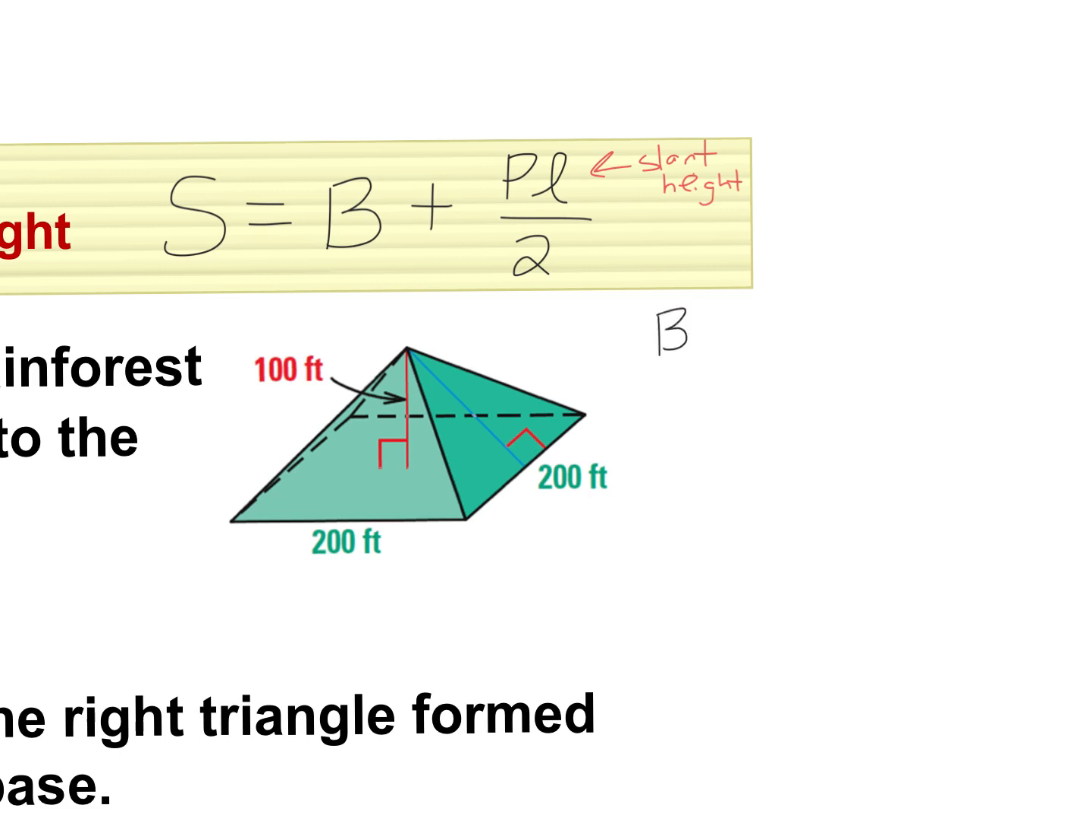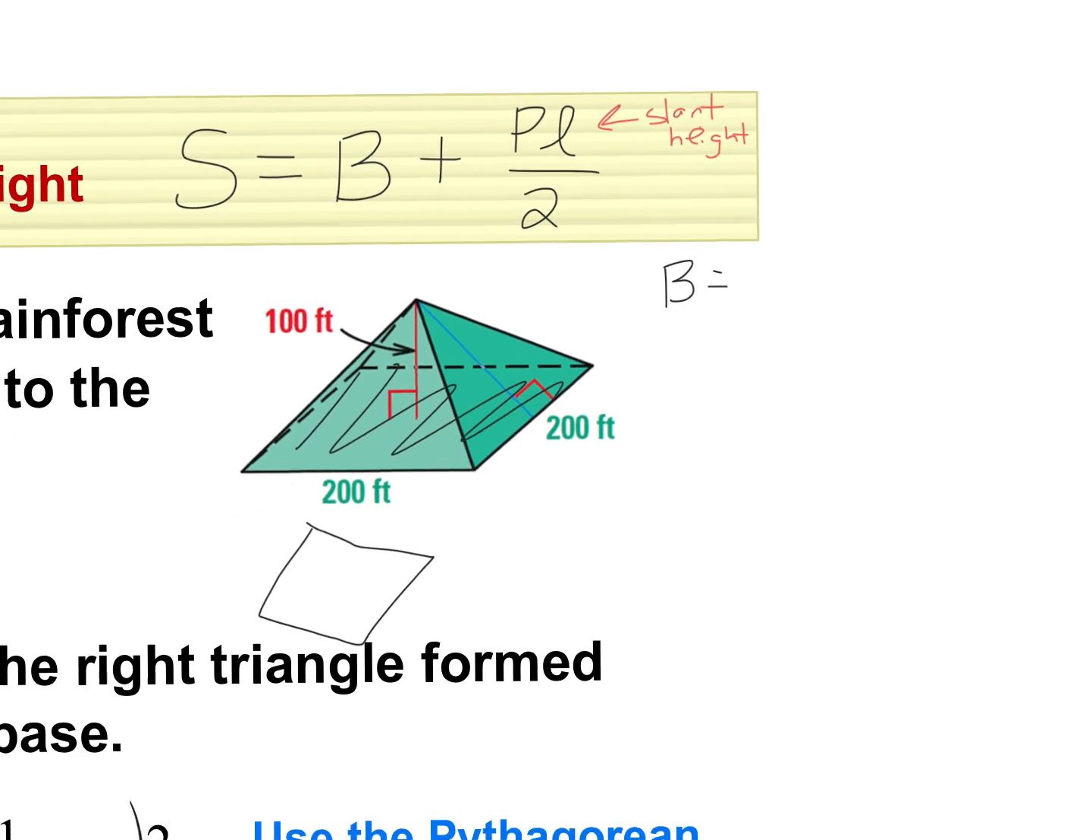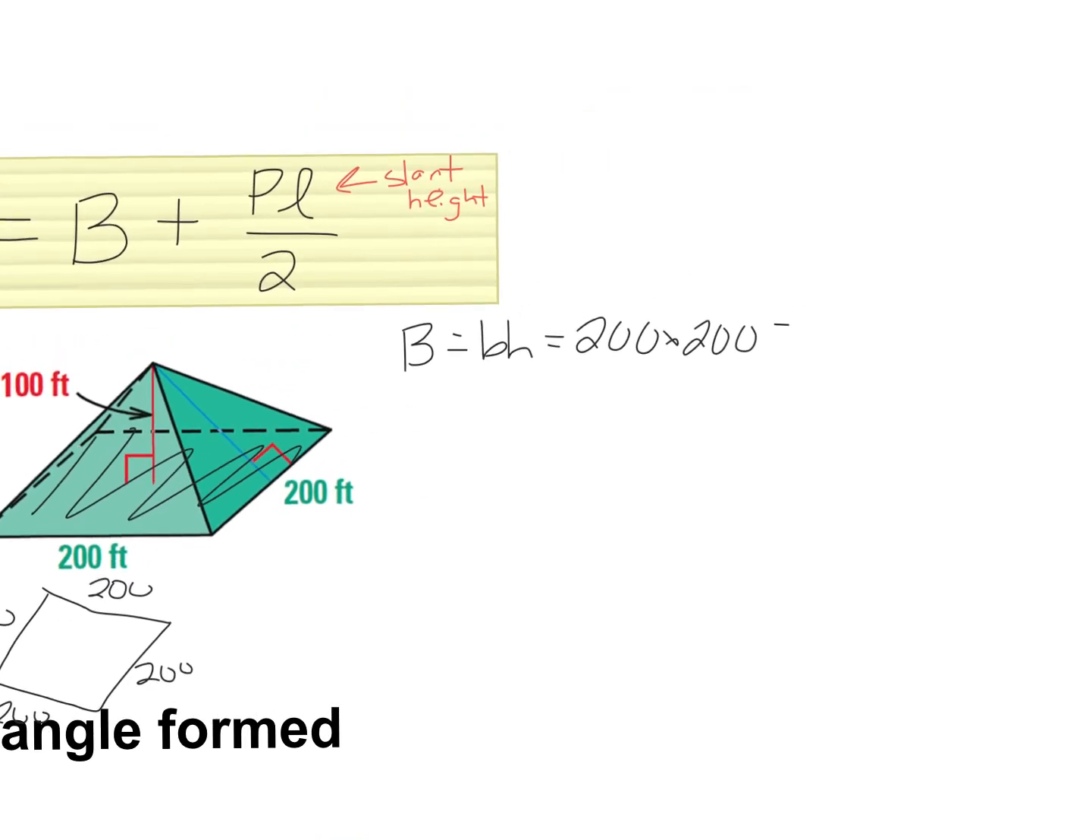Area of the base. What is my base shape? Rectangle or square? Okay, how do I find the area of a rectangle? Base times height. And remember, we can shade it and then redraw it. What are the side lengths of that base? All of them are 200, right? So base times height, what am I multiplying? 200 times 200. What does that give us? 40,000. Yep. So we found one.